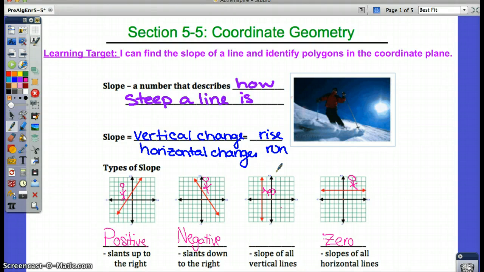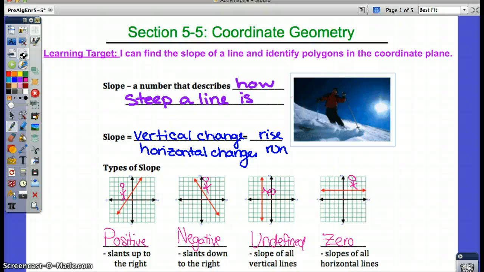Versus this other type, can we stand on the edge of a mountain like this? No, right? I mean, if there was a cliff and you fell off, you wouldn't be walking down the side of the mountain, right? So this is impossible to do. This would be undefined. We can't define how steep that line is because it's straight up and down. So all vertical lines have undefined slopes. And I'll show you later on why it's undefined mathematically. But remember slope as rise over run. How much do you rise over how much do you run?